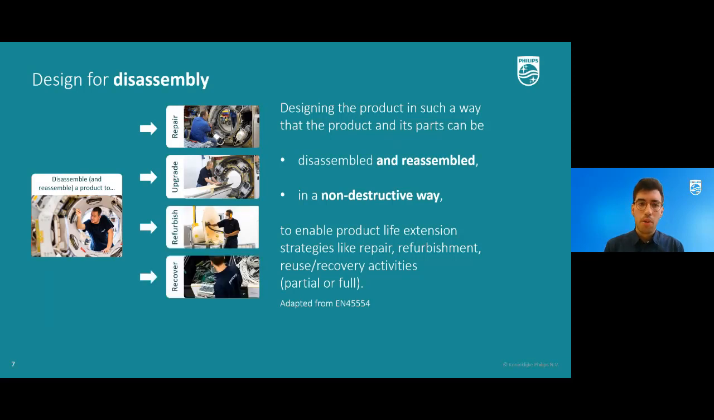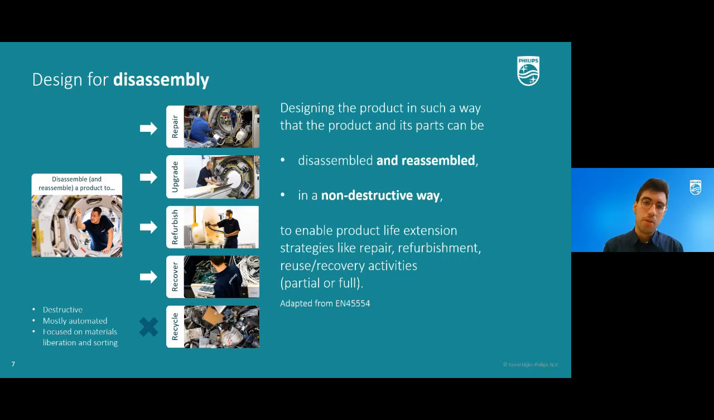So I would like to spend a moment on the terminology of design for disassembly, because we know that sometimes different institutions and companies can use the same terminology to actually mean very different things. What we mean by design for disassembly is designing the product in such a way that the product or its parts can be disassembled and reassembled in a non-destructive way. And this again is to enable different possible circular strategies like repair, refurbishment, and parts recovery. This is a definition that we also based on a recent European standard, the EN 45554, for the assessment of repair, reuse, and upgrade of energy related products.